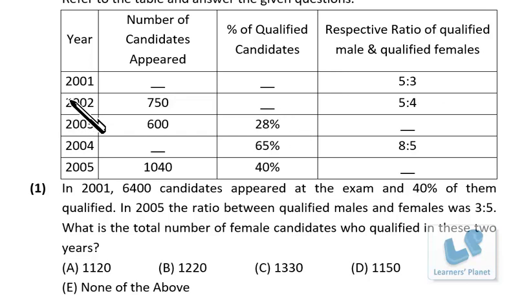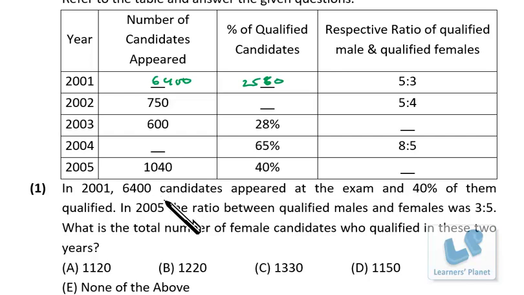In 2001, 6,400 candidates appeared in the exam, and 40% of them qualified. So 6400 is this data, and 40% of this, okay, 2560.